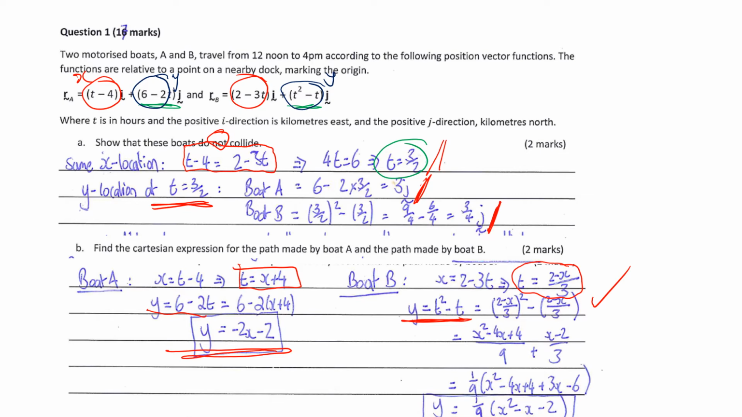But of course I gave 1 mark for this and 1 mark for boat B. And of course you could have even taken that rule and just simplified with your CAS, and it would have come up with that neater expression that you can see down below. That's an easy parabola to draw.